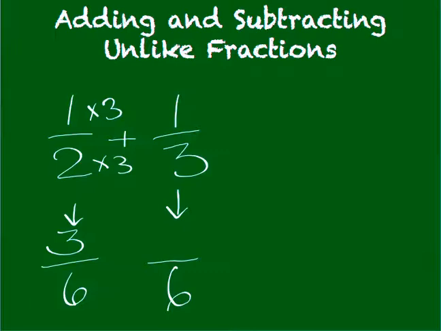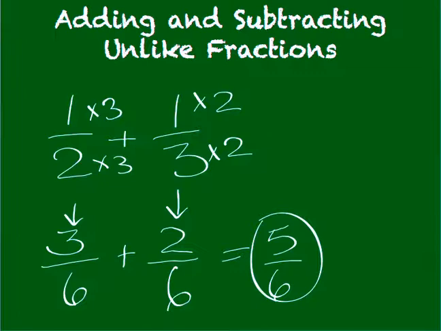Let's do the same thing over here. My new denominator is 6. How did I get there? Well, with the magic number of 2. 3 times 2. Do the same up top. 1 times 2, my new fraction is 2/6. These are much easier to add because now I have like fractions. So 3/6 plus 2/6 is 5/6, and that is the answer to our question.